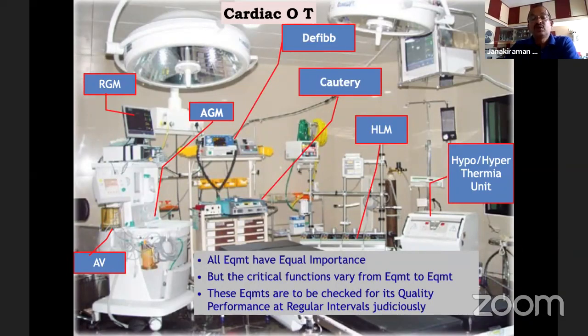So these machines have to be checked. For the heart-lung machine, you have to check the flow of blood. And the hyperthermia unit is a cooling and heating unit. It should be checked for the temperature.